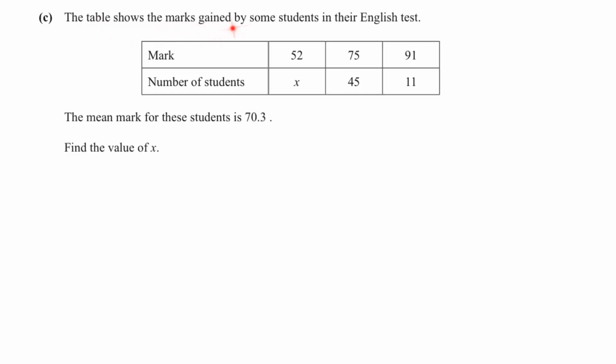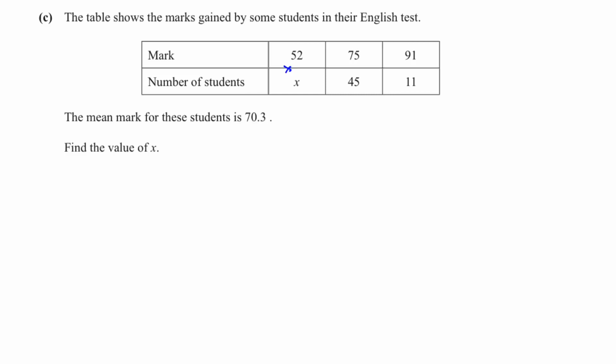Part C, the table shows the marks gained by some students in their English test. So this is the mark and this is the number of students. The mean mark for these students is 70.3. Find the value of x. We are going to do exactly what we did before to find the mean.